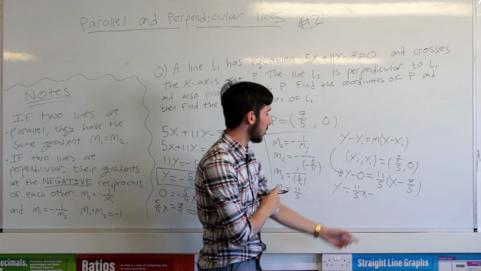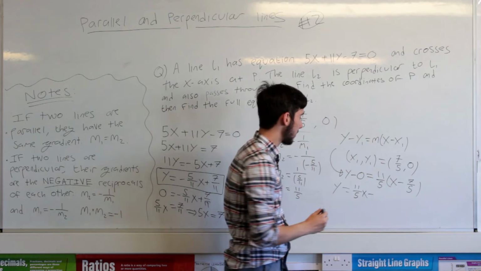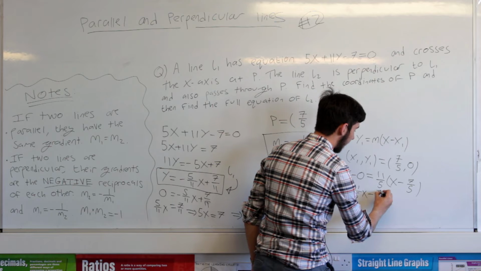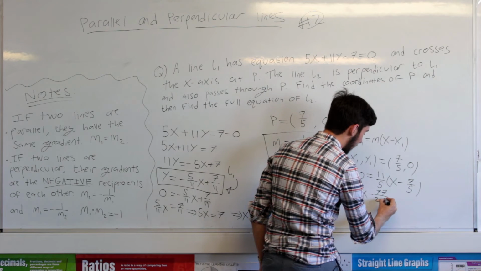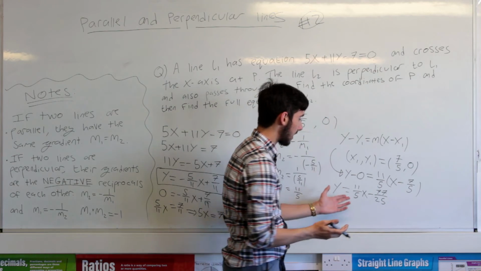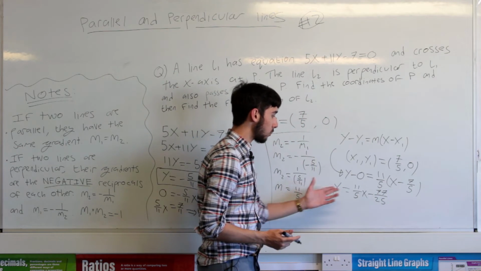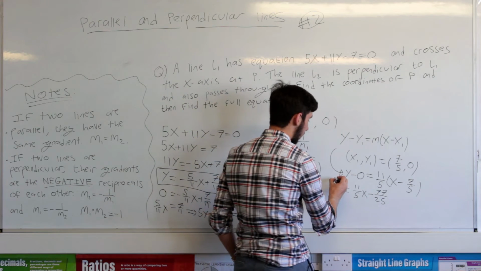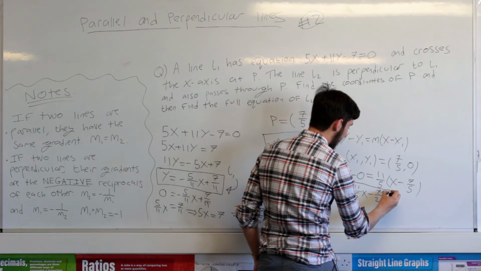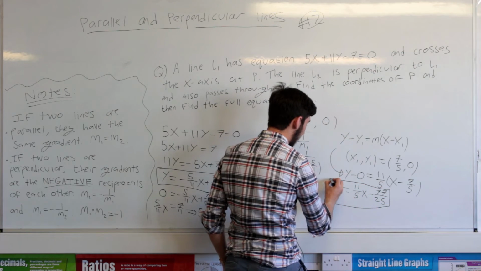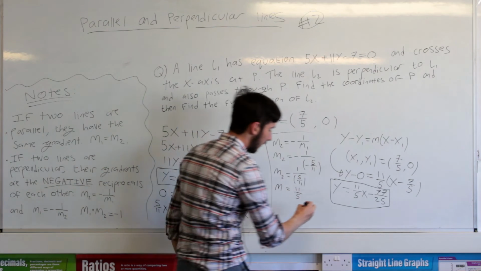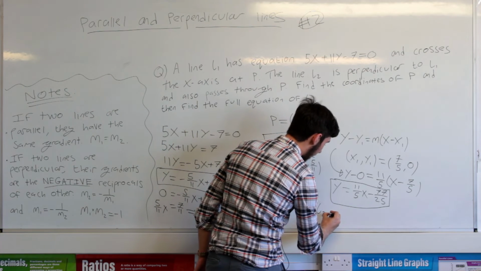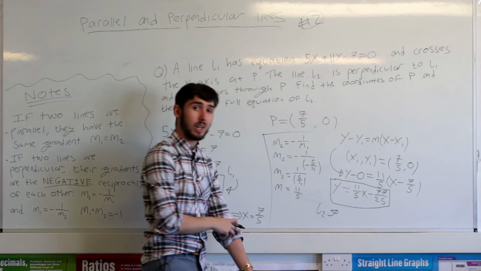And then we're going to do essentially 11 times 7, which is 77, over 5 times 5, which is 25. And essentially that is going to be the answer. That will not simplify, there are no common factors between 77 and 25. And so that is essentially the answer. This is the equation of L2. And that is the answer.